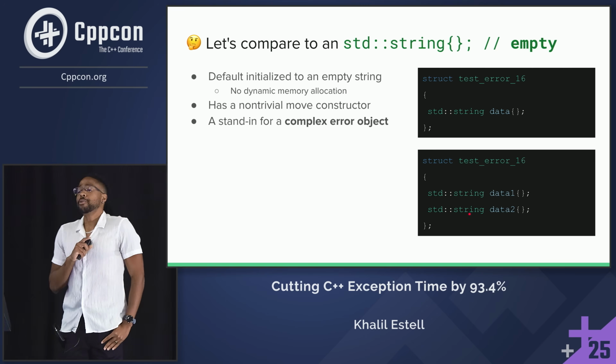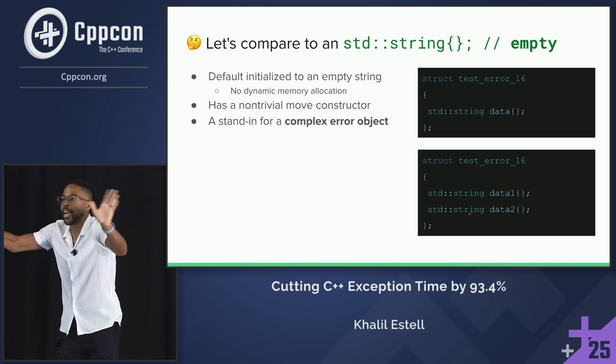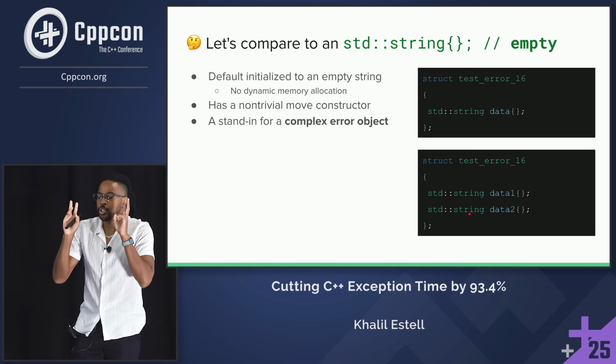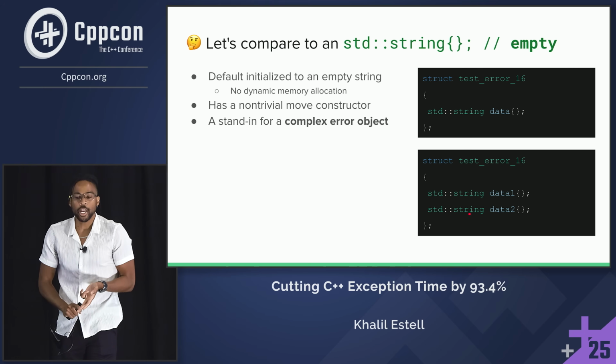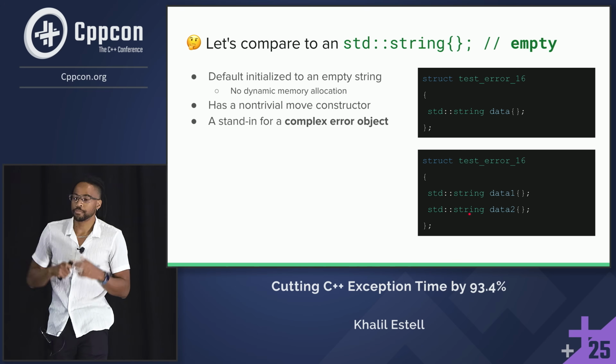Now, let's compare with standard string, but it's empty. No dynamic allocation, none of that stuff. We're not talking about that here. I simply want standard string to be two things. It has a non-trivial move constructor. It is not trivially relocatable. And it's a bit of a stand-in for a complex type. Just does a little bit more stuff when you move it around.